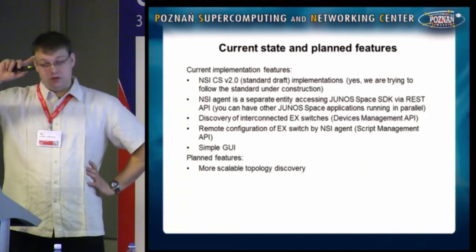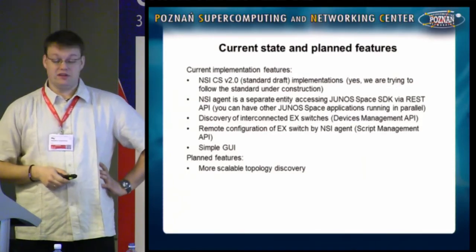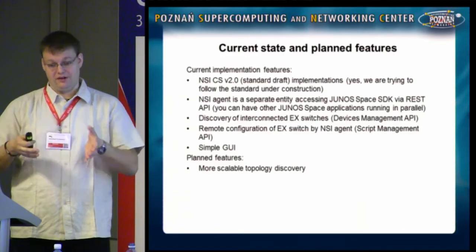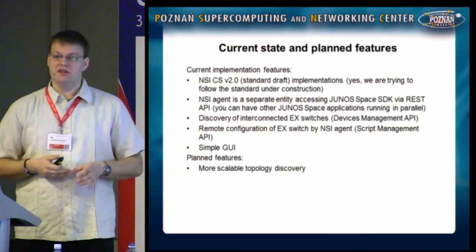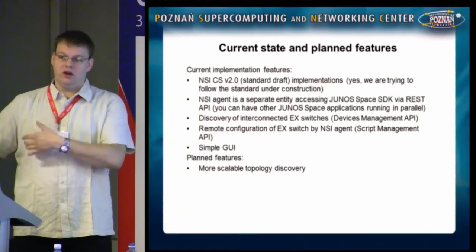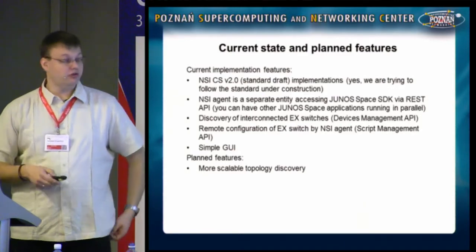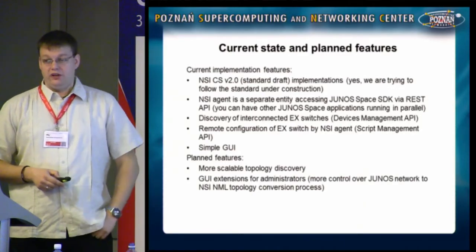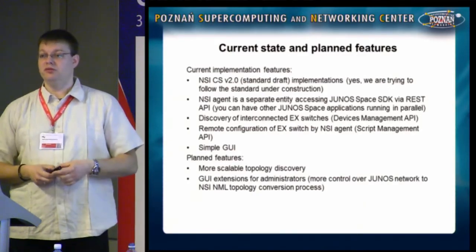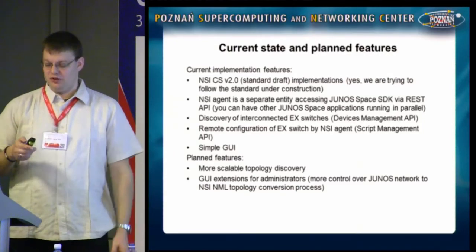What we need to do is work on a topology discovery service. This is something that is quite difficult if you don't have a particular model for Junos Space. We have an agreement with Juniper that we get this model very soon, so in a couple of months we probably will be able to support quite large topologies. And also we need to develop a more advanced GUI to be more friendly to the end users.